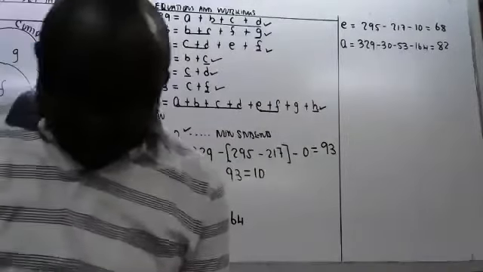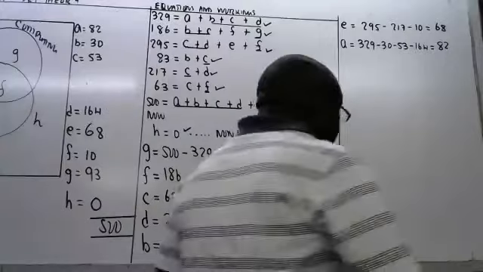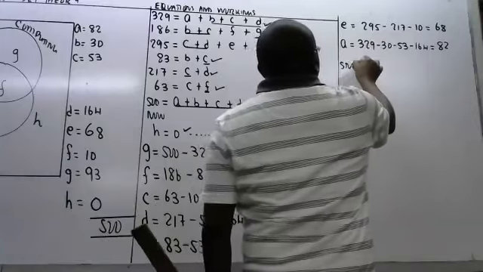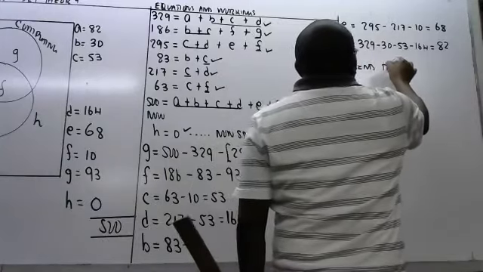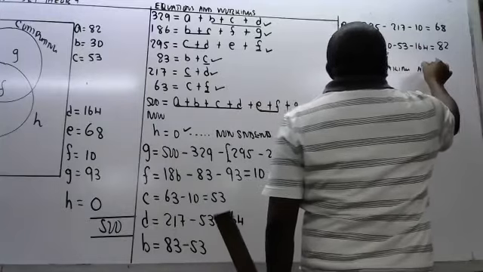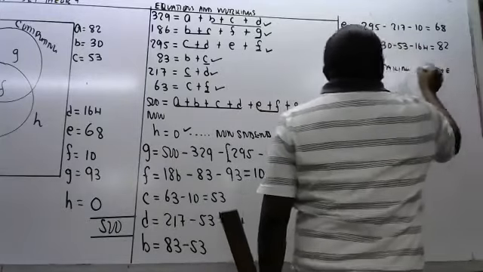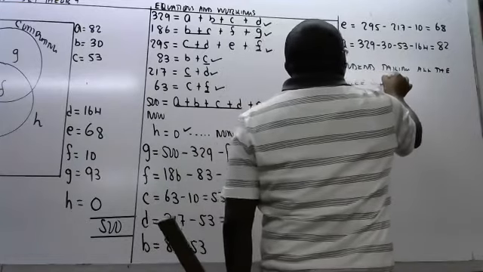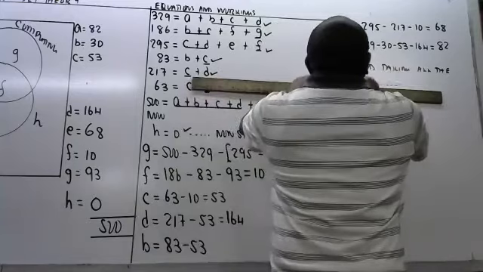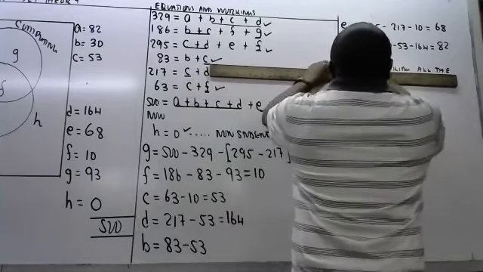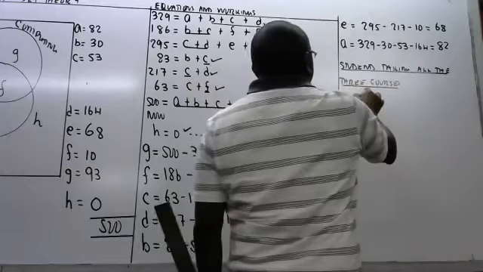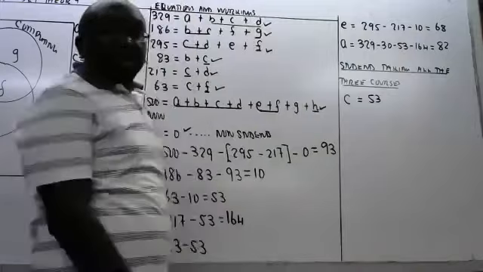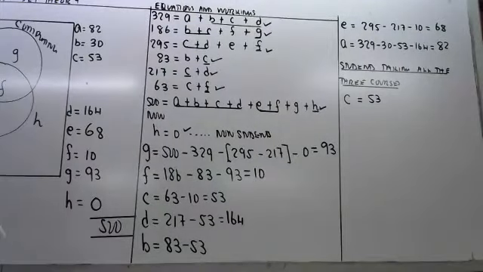The next thing now, number of students undertaking all the three courses. Students taking all the three courses, that is C, which is 53.